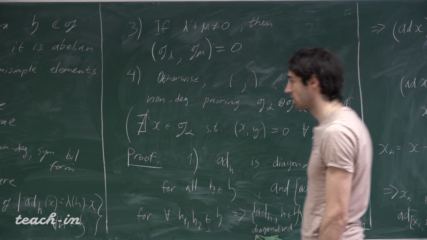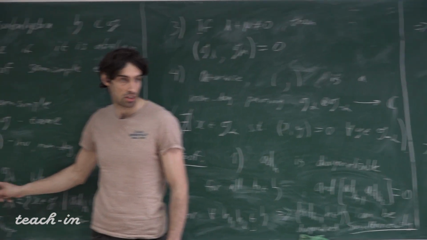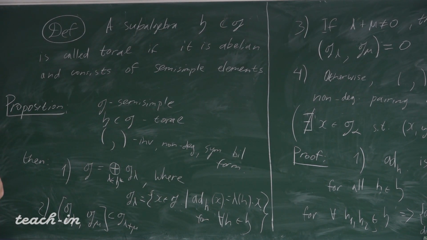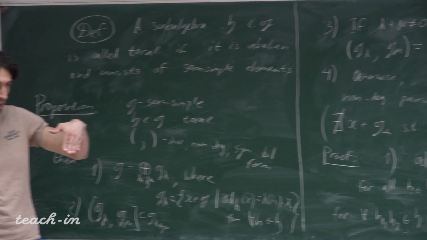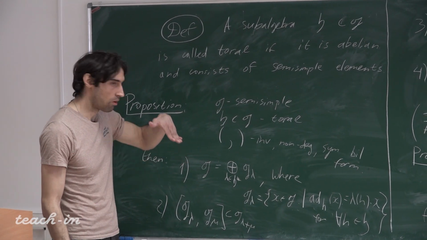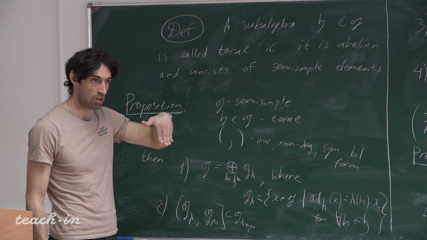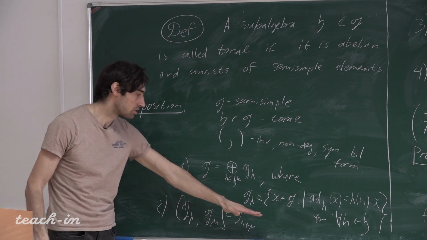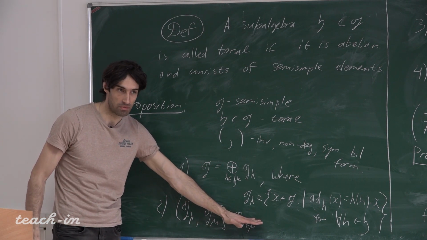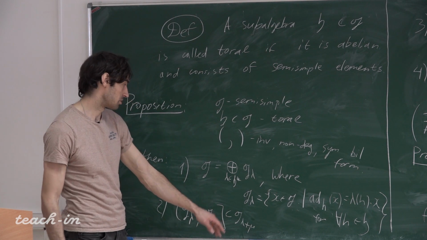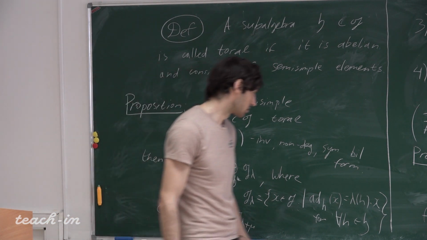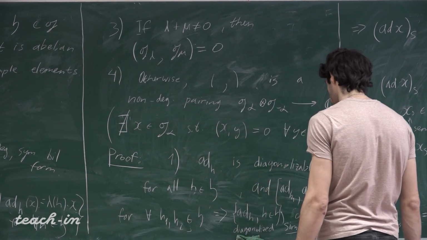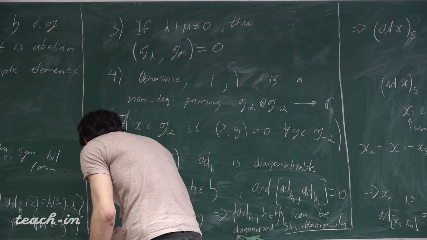But this is exactly what the first one says. It means that our space G has a basis of common eigenvectors of ad h. That's exactly what's written here. So one follows.